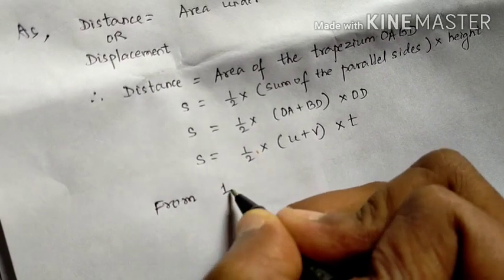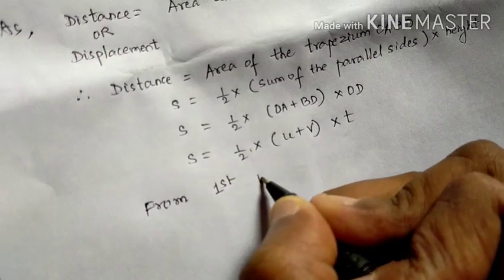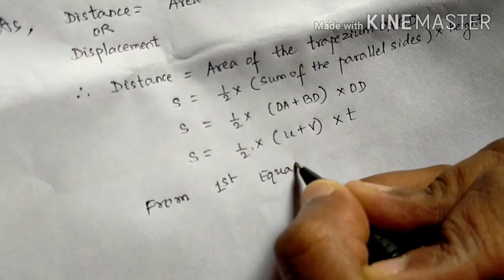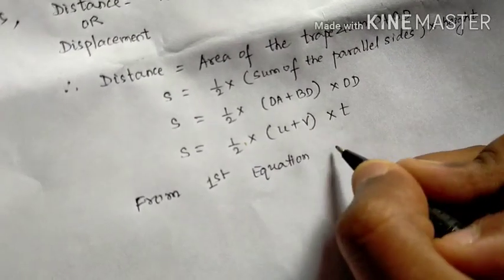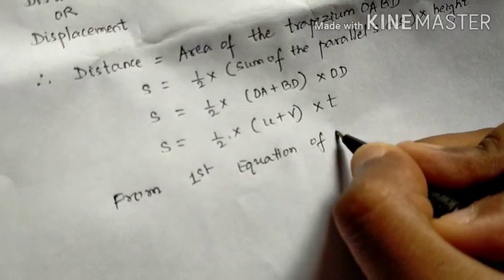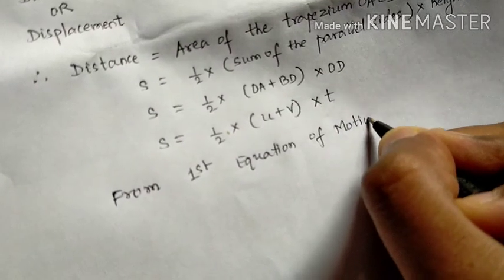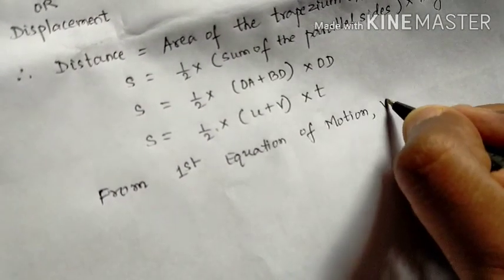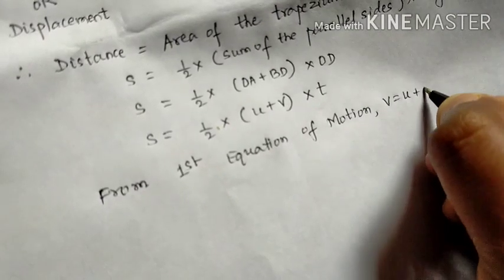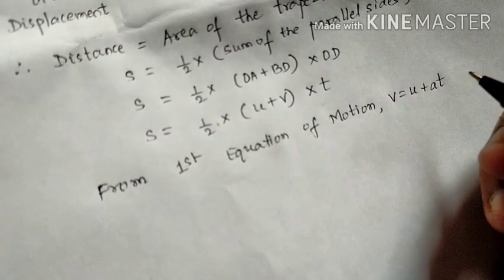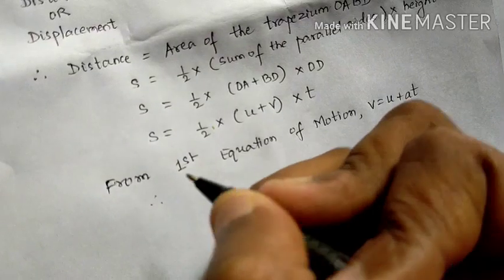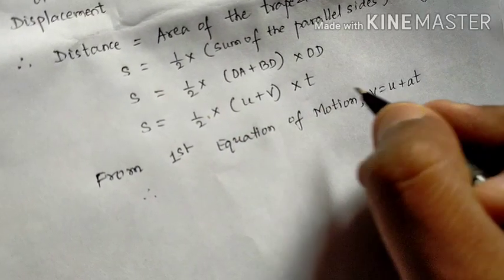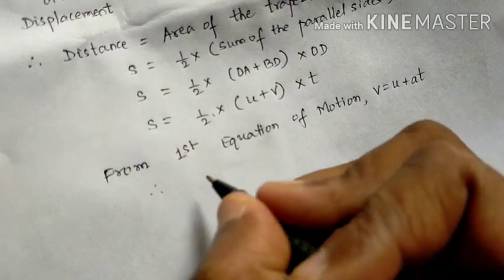From the first equation of motion, we have already derived the first equation of motion, V equal to U plus AT. We will substitute the value of V in this equation.